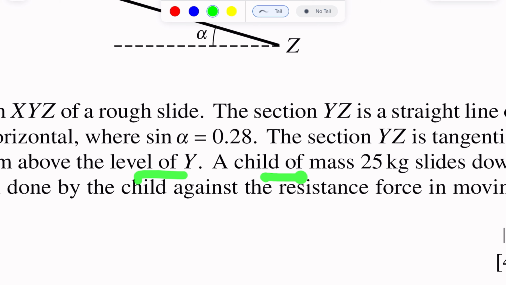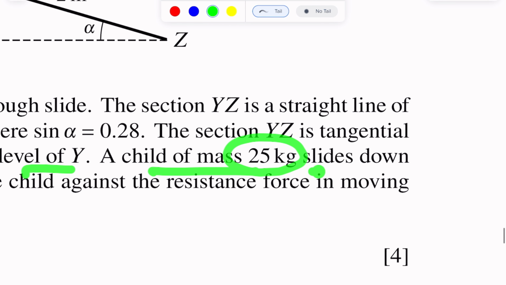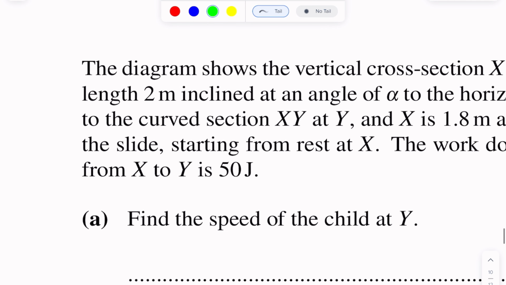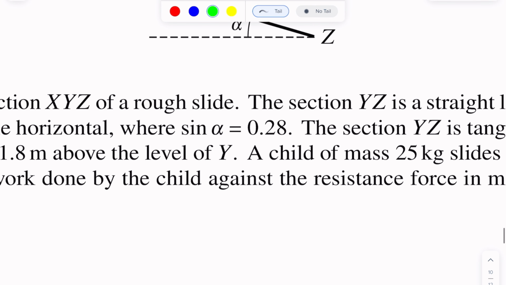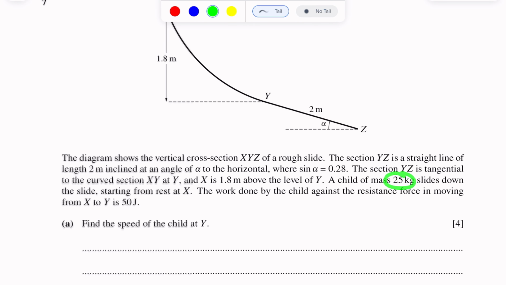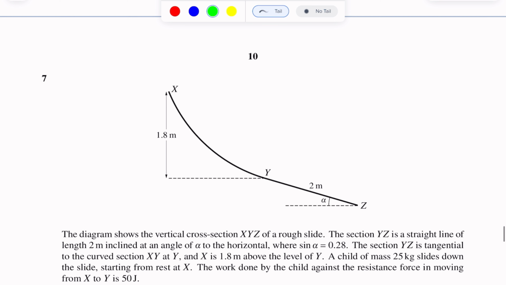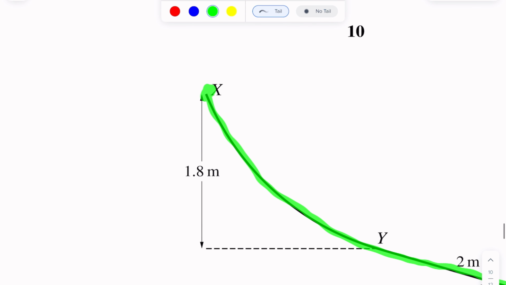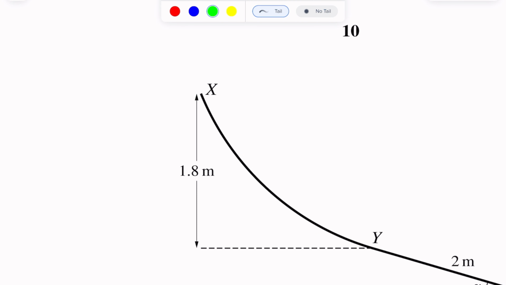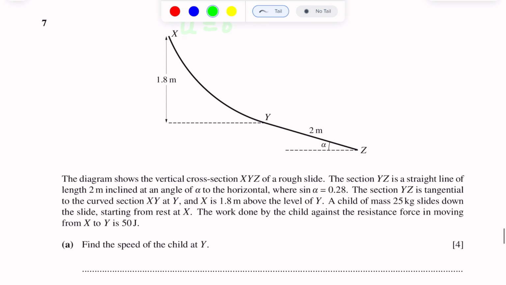A child of mass 25 kg slides down the slide starting from rest at X. A child of mass 25 kg slides down from here, starting from rest at X. Rest means here the speed will be 0. Speed is 0 at point X.